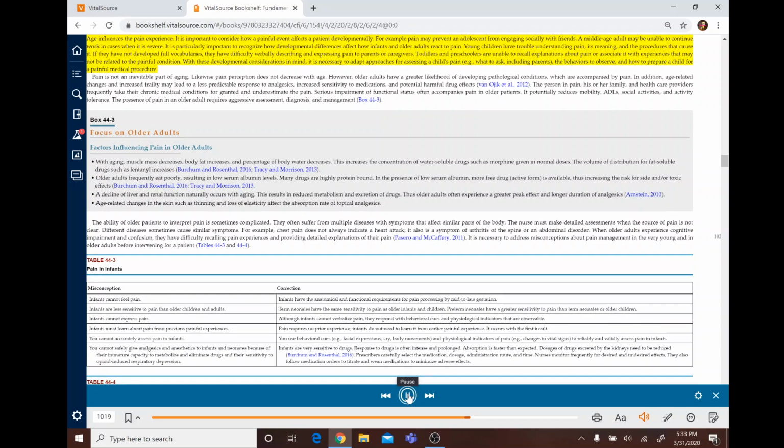Age influences the pain experience. It is important to consider how a painful event affects a patient developmentally. For example, pain may prevent an adolescent from engaging socially with friends. A middle-aged adult may be unable to continue work when pain is severe. It is particularly important to recognize how developmental differences affect how infants and older adults react to pain.